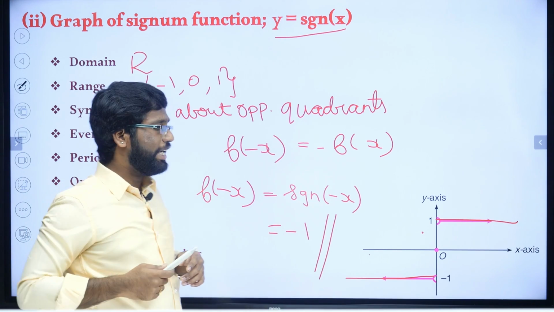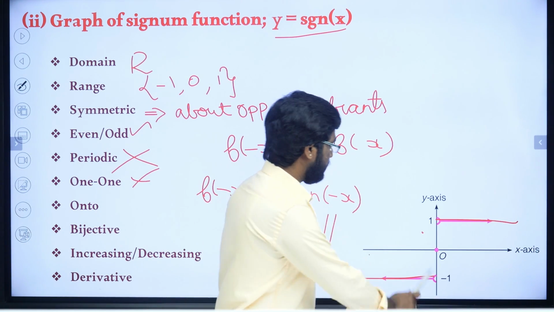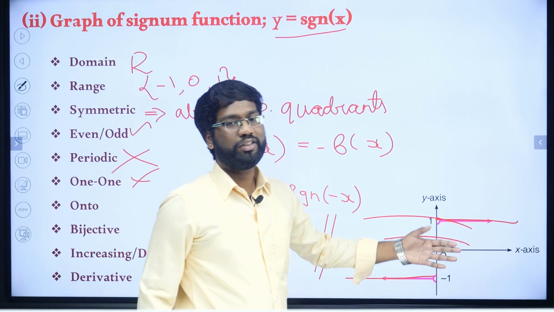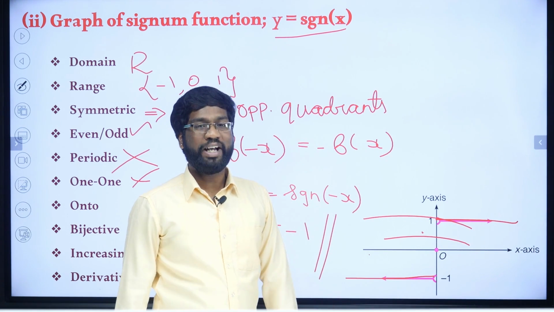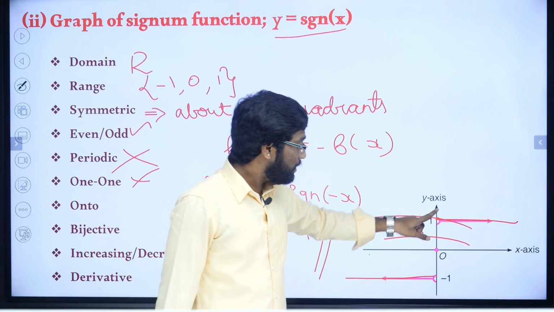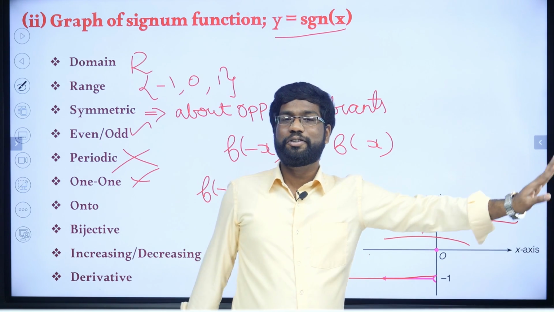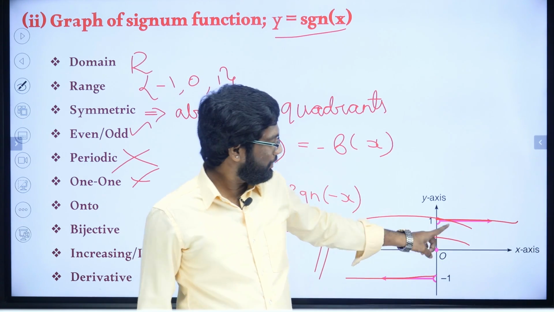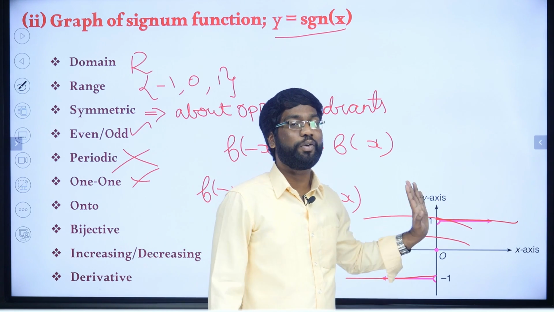Periodic, strictly no, my dear students. One to one, no, my dear students, because we find it with a horizontal line. Here the function itself lies on the horizontal line, so it won't be one to one. Why? Because for plenty of values, it is taking the single value as the answer. So it is completely against the one-to-one law. So this function is called many to one, my dear students, not a one-to-one function.